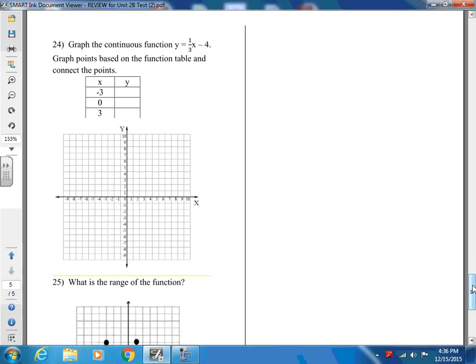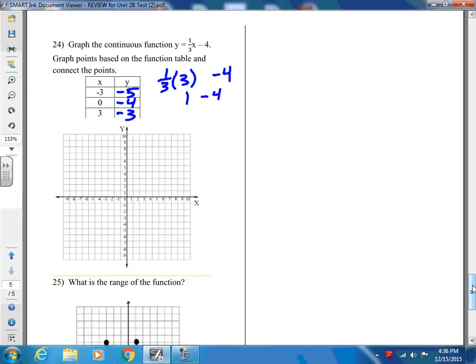So for number 24, they already gave us the x values, so your job is to plug them in. So if we do 1/3 times -3 minus 4, you can use your calculator to assist you. All right, 1 divided by 3 times -3 should give you -1. -1 minus 4 is going to give you -5. When you put a 0 in there, 1/3 times 0 is 0. Okay, and 0 minus 4 is going to be -4. So that's that one. And then 1/3, or 1 divided by 3 times 3 minus 4 is going to give you 1 minus 4, and that's -3.